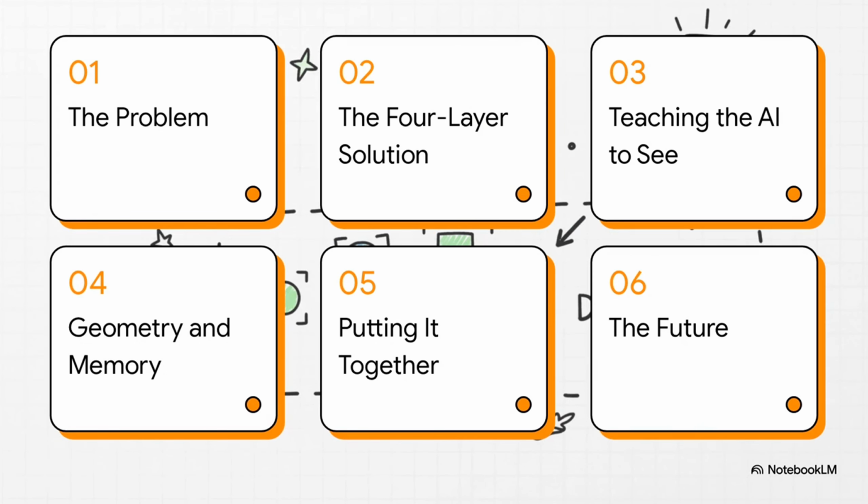So, here's how we're going to tackle this. First, we'll look at the core problem with counting. Then, we'll walk through the 4-layer solution they've come up with. We'll dive into how they teach the AI to see, and then how they add in geometry and memory. After that, we'll put it all together, and of course, peek into the future of this kind of spatial AI.